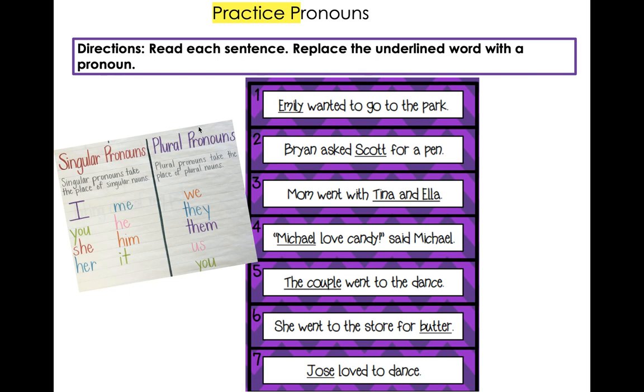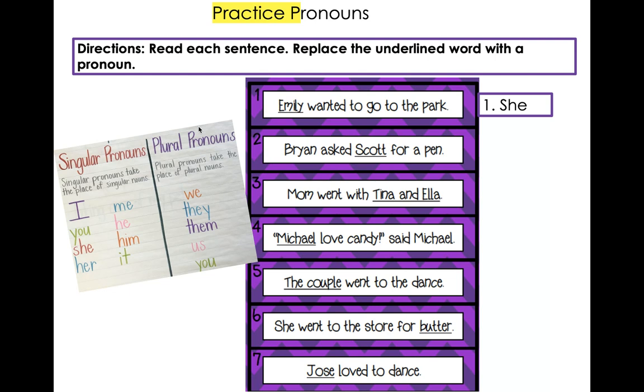When we have a noun that is plural, we have to use a plural pronoun, okay? So Emily wanted to go to the park. Well, Emily's a girl. So I'm going to think, all right, she refers to a girl. So she wanted to go to the park. Brian asked Scott for a pen. So I'm only replacing Scott. Scott's a boy. So Brian asked him for a pen.